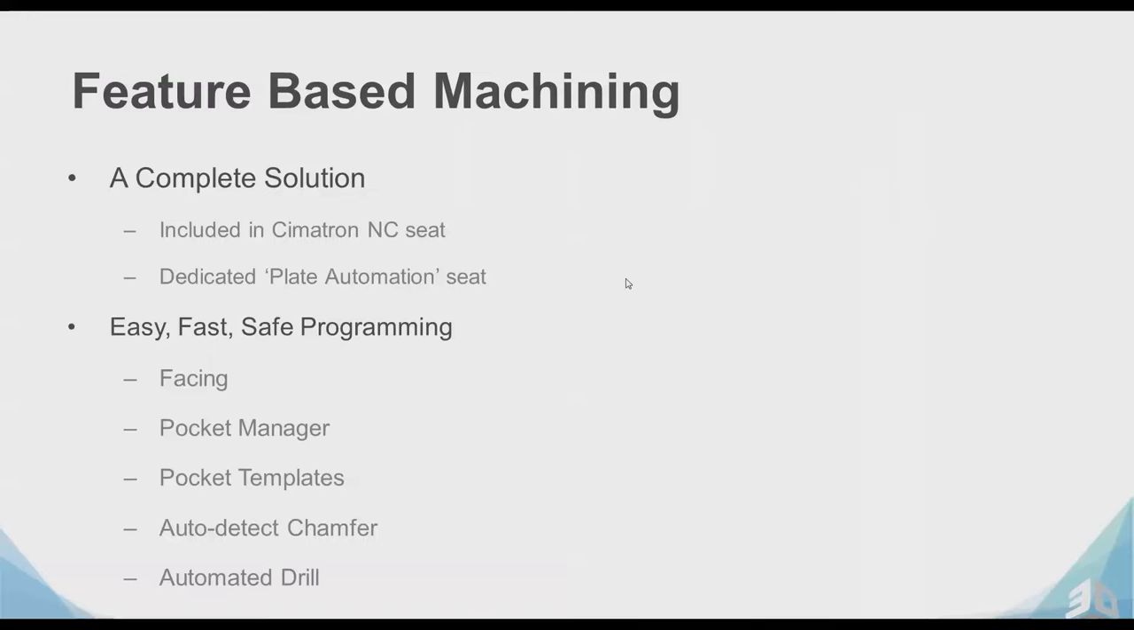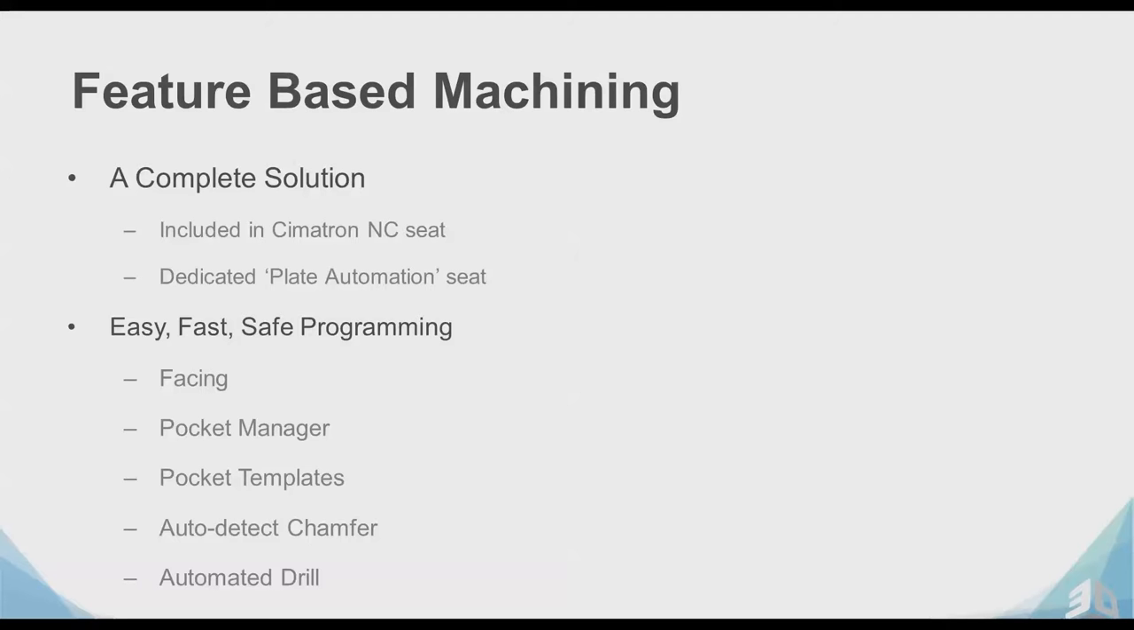Feature-based machining is a complete solution. It is included in the Cimatron NC sheet, or it can be a dedicated, what we call a plate automation seat. The idea is easy, fast, and safe programming going throughout all the issues related to features, simple features machining.